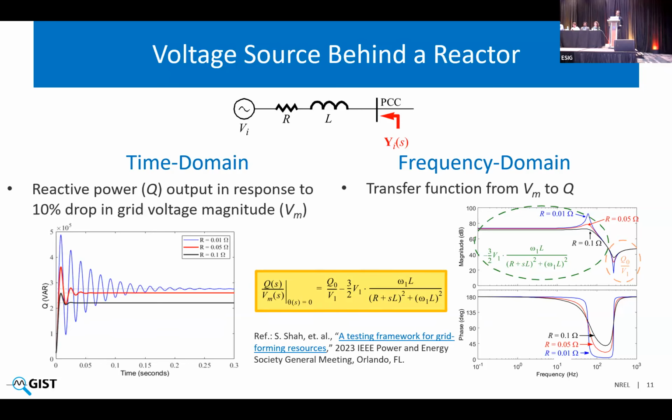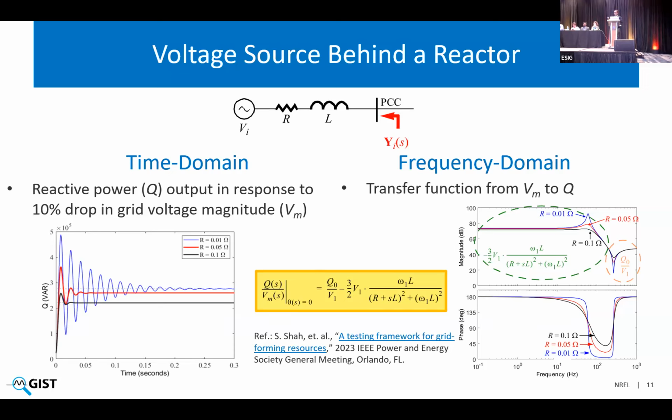If you look at the plot on the right, it's a low pass filter. The gain is flat within the fundamental frequency between voltage magnitude and reactive power, and the phase is 180 degrees. What it shows is that if there is a voltage dip, this IBR will increase the reactive power proportional to the voltage dip. So that explains the constant gain. And the phase is 180 degrees because of the opposite relationship. Like if the voltage goes down, you want reactive power to go up.